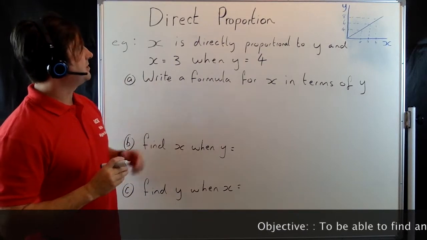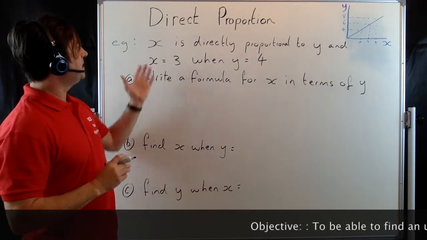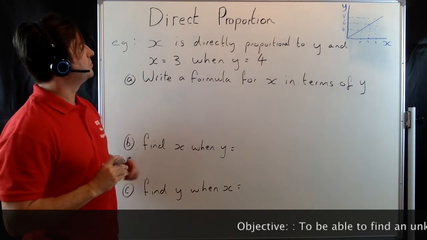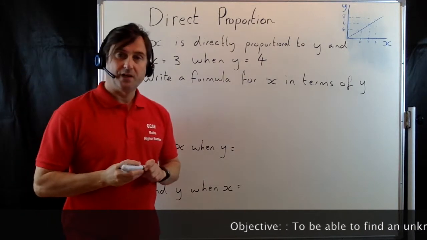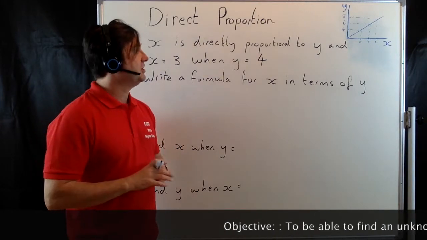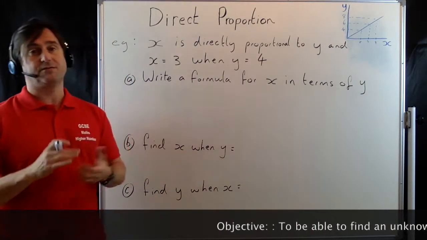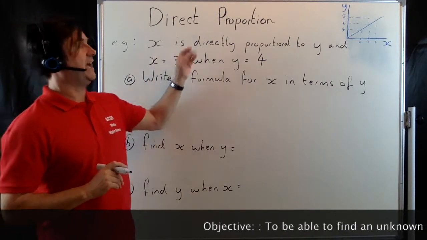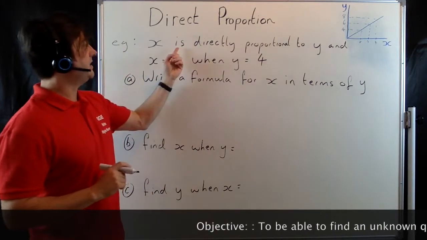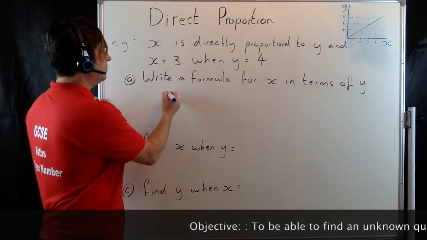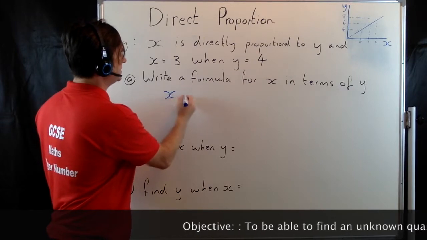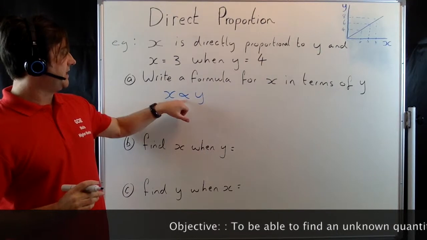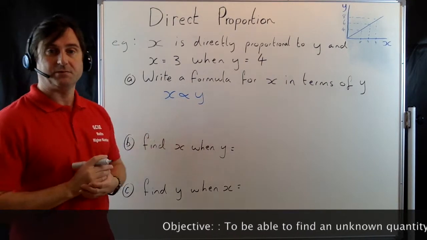Now, for a standard GCSE question on the higher paper, you might get something like this. X is directly proportional to Y, and X equals 3 when Y equals 4. Now, there's a strict procedure that we need to follow to do this, which makes this a fairly simple question. What we do is we start off and we write down our proportionality statement. X is directly proportional to Y. We write this like this: X is proportional to Y. This sign here is our proportionality statement.